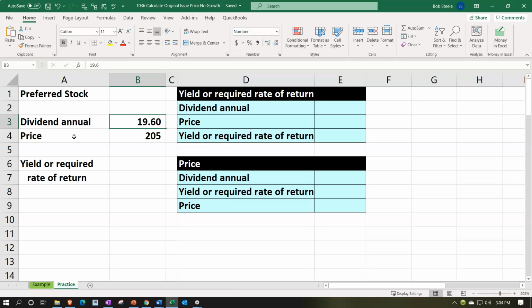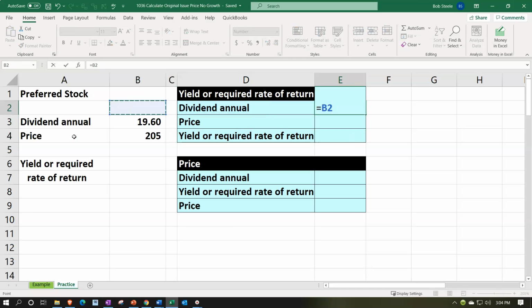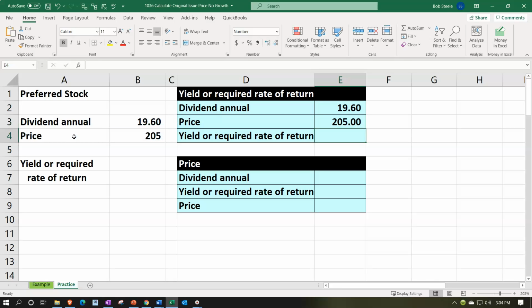So the information we have here is the annual dividend on the preferred stock, and we're considering the price is known at 205. So given that information, what would be the yield or rate of return if we're selling stock at 205 and the annual dividend being received, basically the return, is 19.6? Well, the annual dividend would simply be the return of 19.6. The price is going to be 205. Therefore, if we're selling the stock at 205 on the market, then the expected rate of return is going to be that 19.6 divided by the 205.